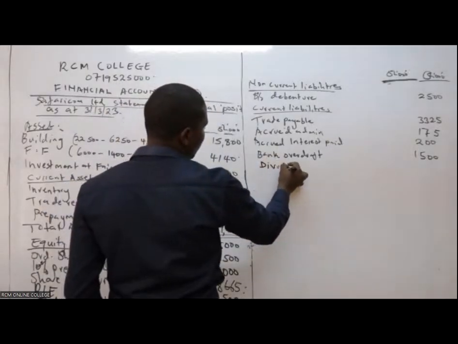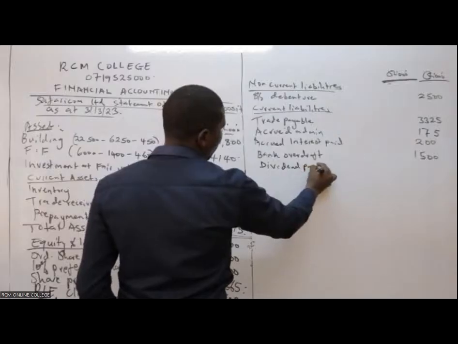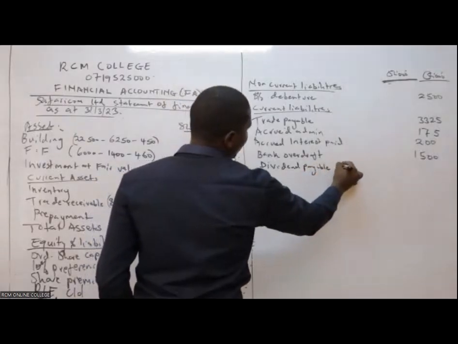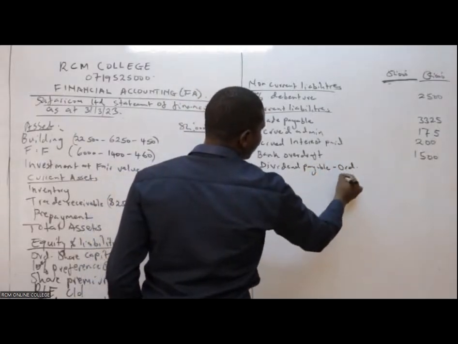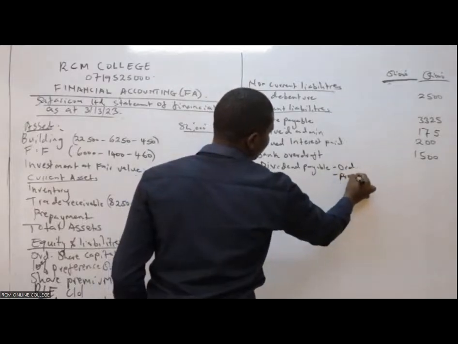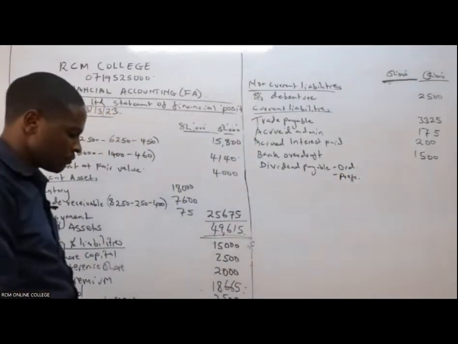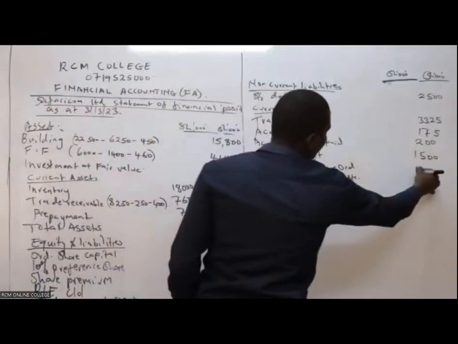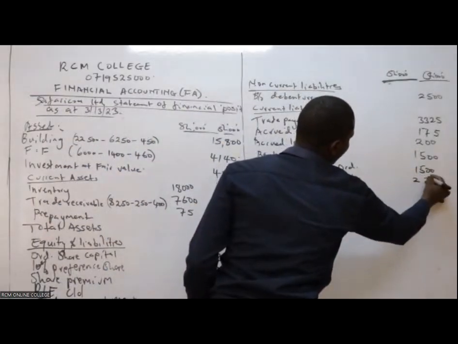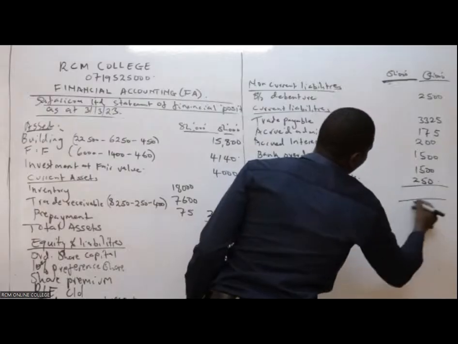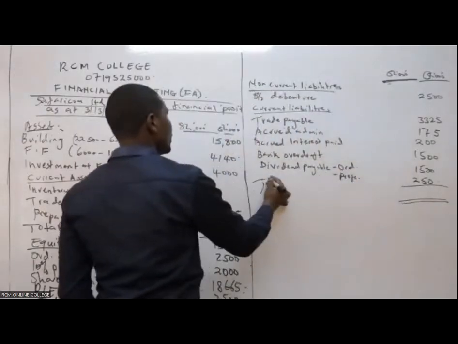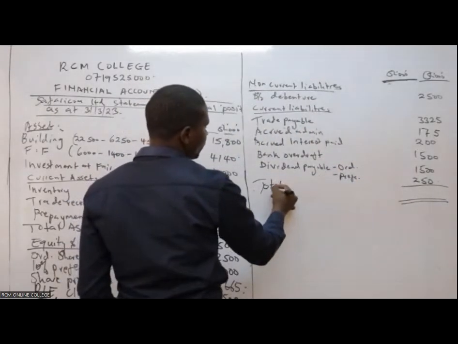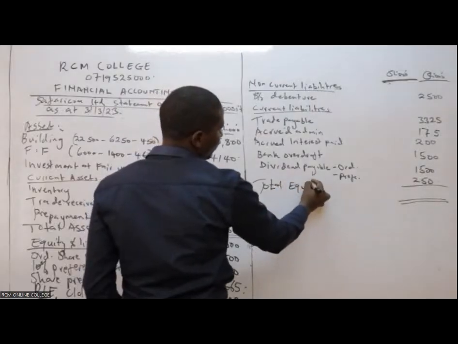Dividend payable. Ordinary shareholders were paid and preference shareholders too. How much was it? 1,500 and 250. Please get for me the total equity and liability. Thank you so much for being patient.